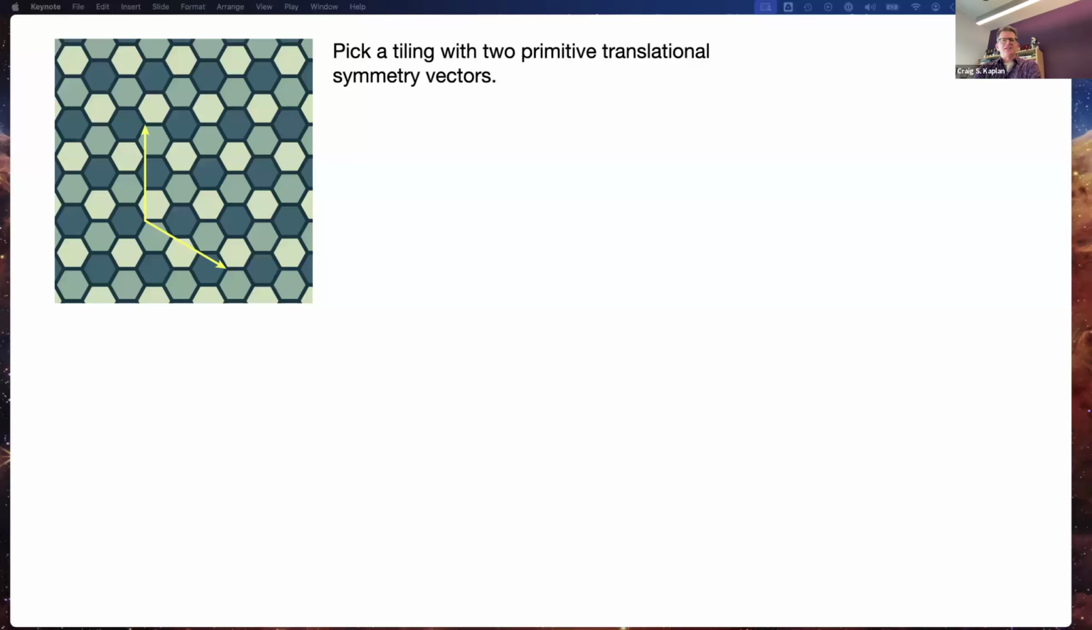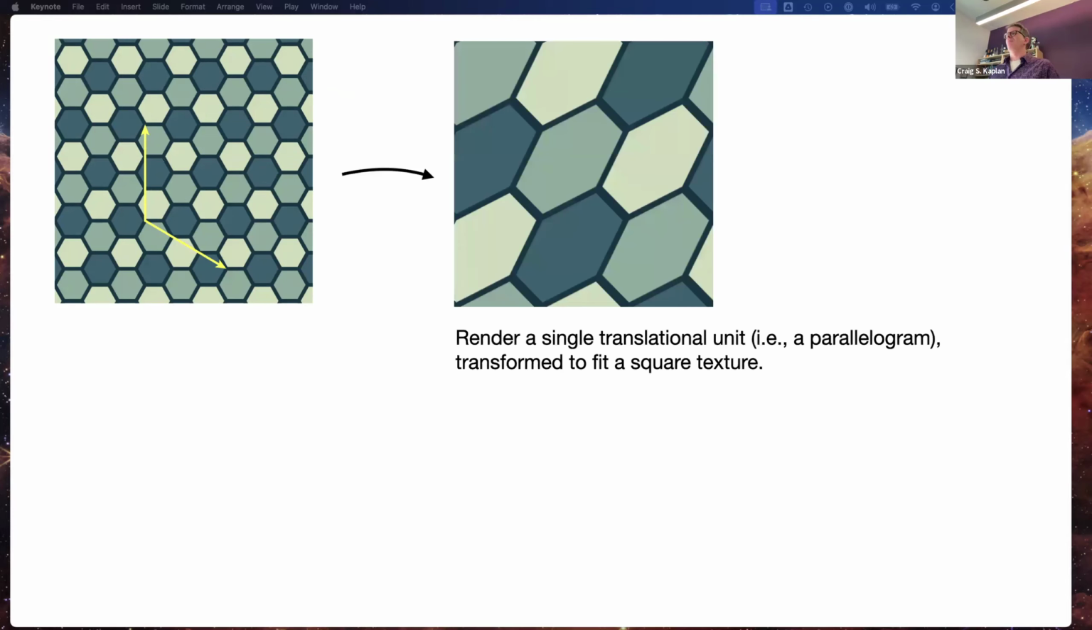Just for the computer scientists or people who like generative art programming type stuff, the way this works is you've identified your tiling and it has 2 primitive translational symmetry vectors. Here, my primitive vectors are taking the coloring into account. So I have to skip 3 hexagons to get back to the corner of a hexagon that's the same color, and same in this direction. And that implicitly defines a parallelogram that more or less contains 9 hexagons. And I want to draw a tiling with copies of that parallelogram.